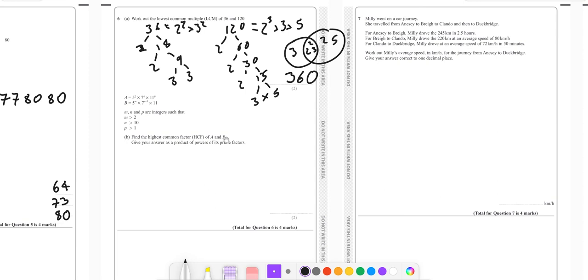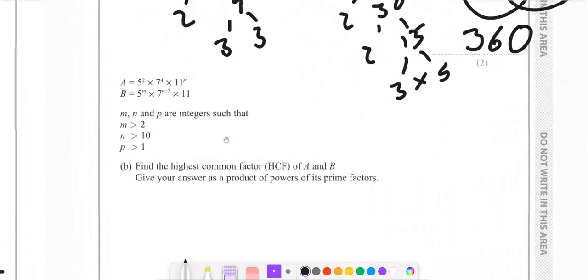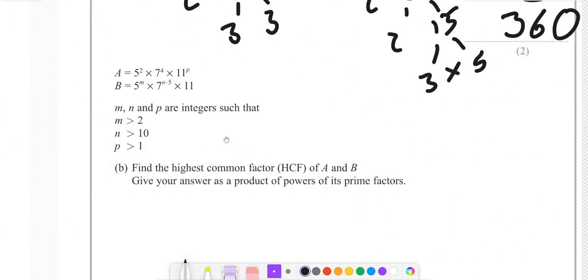Okay, let's just zoom in a little bit so we can see these. A is 5 squared times 7 to the 4 times 11 to the p. B is that, where m, n and p are integers, whole numbers, such that m is bigger than 2, n is bigger than 10, and p is bigger than 1. Find the highest common factor of A and B. Give your answer as a product of prime factors.